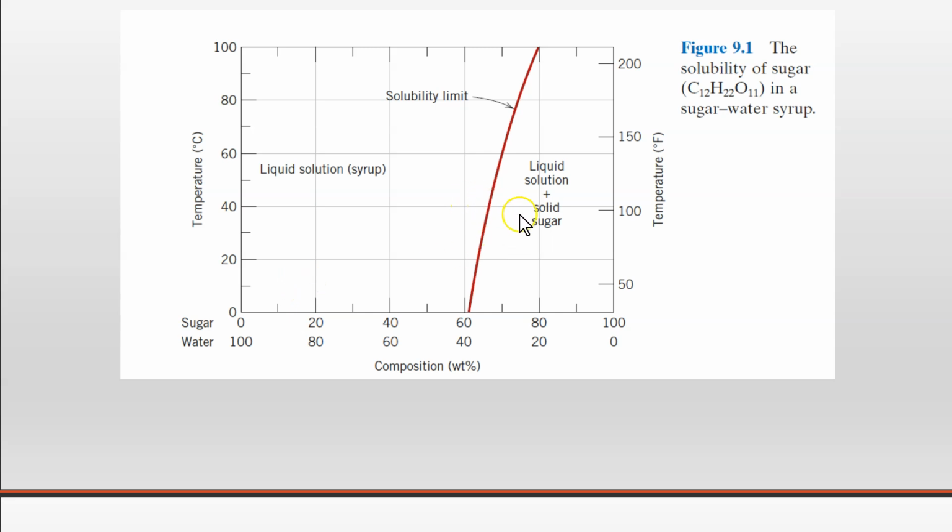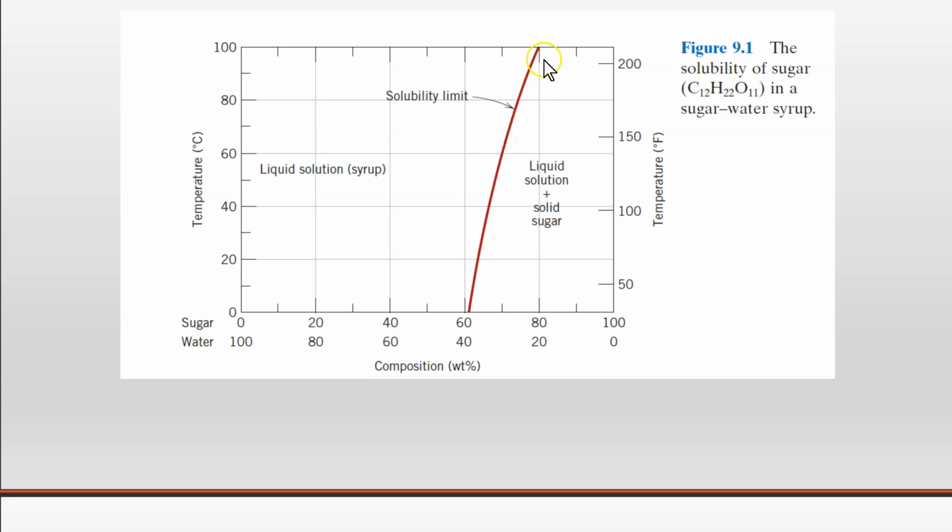This is pretty common to the systems that we're going to be looking at. And we can see there's a phase boundary between the solution and the solution plus solid sugar, which expresses the solubility limit. We can see that at 0 degrees, we can put up to 60% by weight sugar into water and it will all dissolve. If we increase the temperature of the water, we can put more sugar into it.